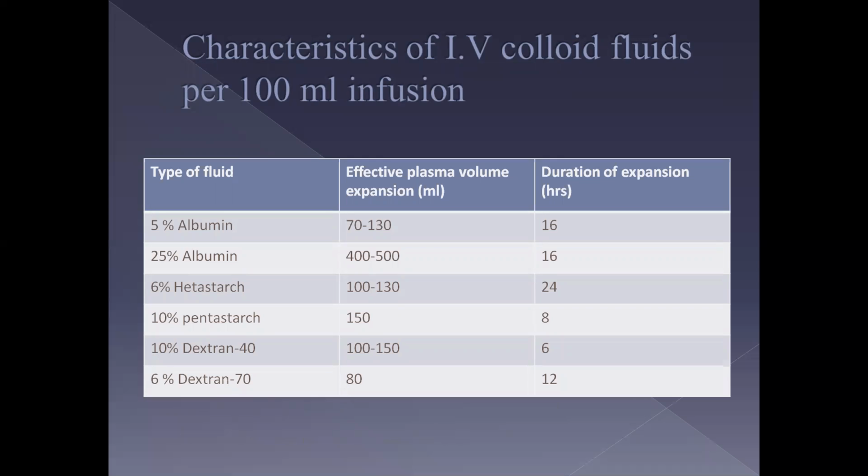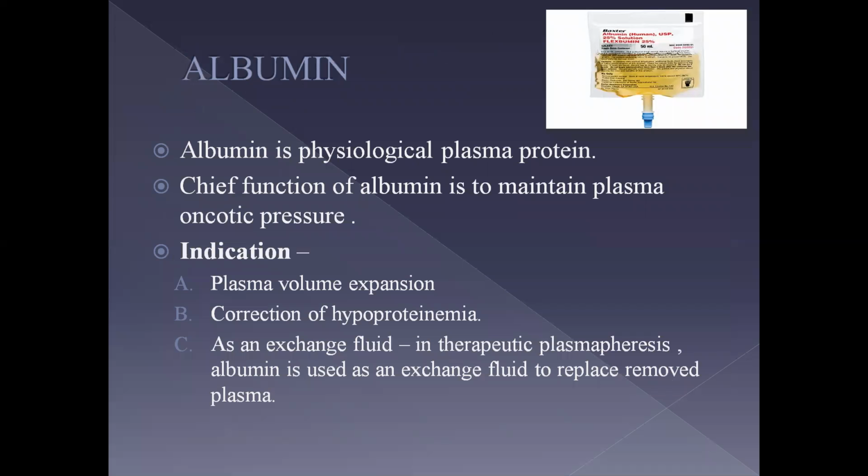So, the characteristics of IV colloid fluid per 100 ml of infusion. There are various types of colloids like 5% albumin, 25% albumin, 6% hetastarch, 10% pentastarch, 10% dextran 40, and 6% dextran 70. Effective plasma volume expansion and duration of expansion are very important for all these colloids. Now we'll see the colloids one by one.